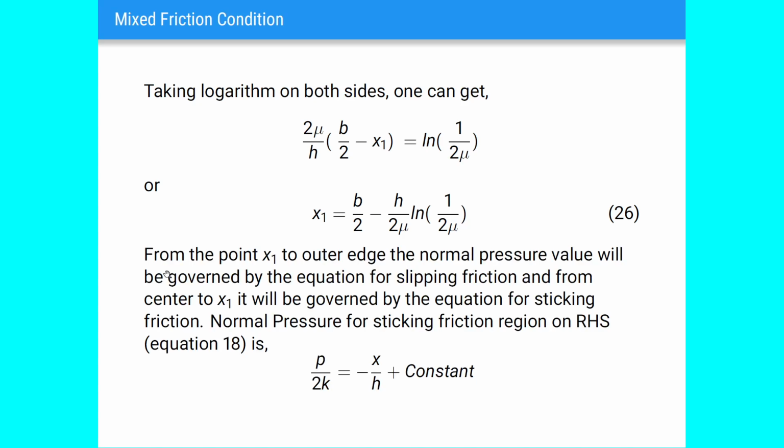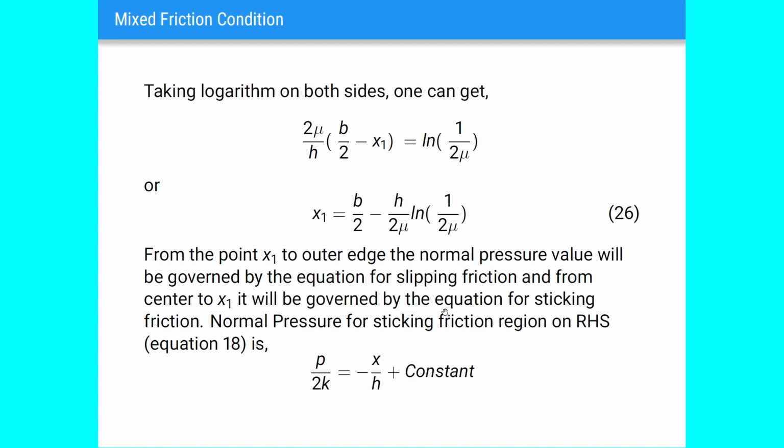Now move ahead. From the point x1 to the outer edge, the normal pressure value will be governed by the equation for slipping friction, because we are having low friction condition beyond the point x1. But when we move towards center from x1, it will be governed by the sticking friction conditions.